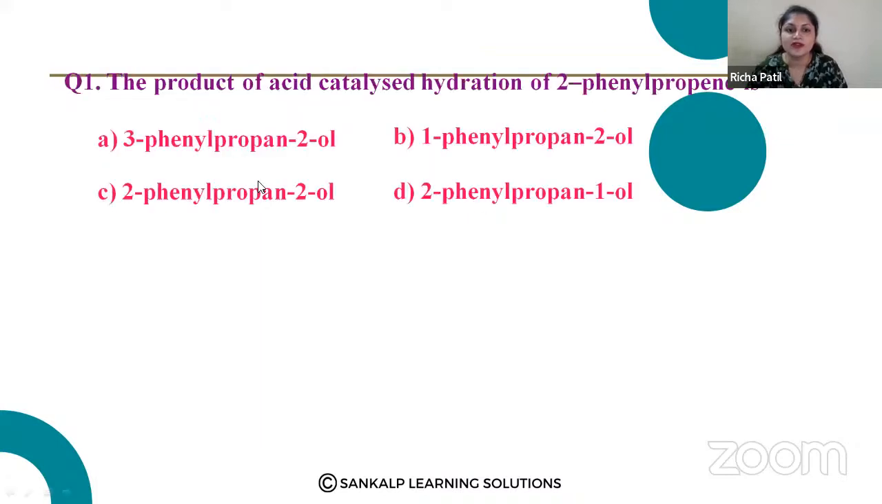So based on this, we'll solve some questions. The product of acid catalyzed hydration of 2-phenyl propene is, yes.